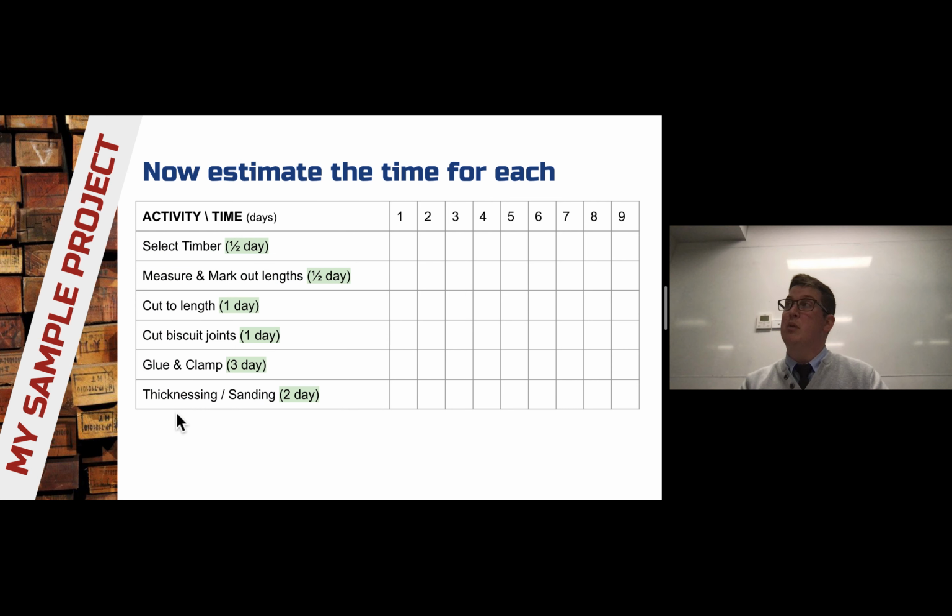The next step that I need to take is to estimate how long is it going to take to actually do each of these. And I reckon picking timber might take half a day. That's because I've got to go to the shop, I've got to have a look around, I've got to pick the timber. There you go, a couple hours. Then I've got to measure it out. That also might take half a day. Cut it, biscuit it, glue it, thickness it and sand it. And I've got all the different days that I think it's going to take. Now, the estimations need to be based on how long do I think it's actually going to take. Now, the first time you make a project, you're probably going to be way off because you're just guessing. But the more you do each step, the more you start to realize how long each step actually takes.